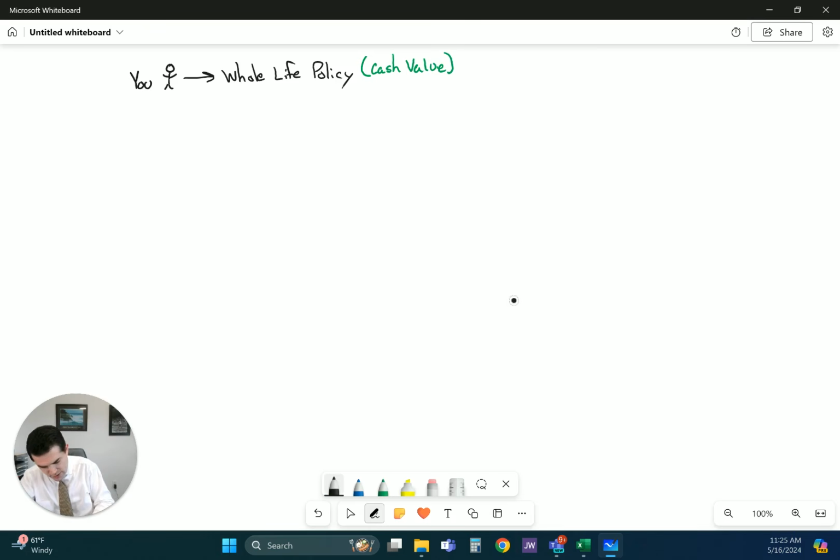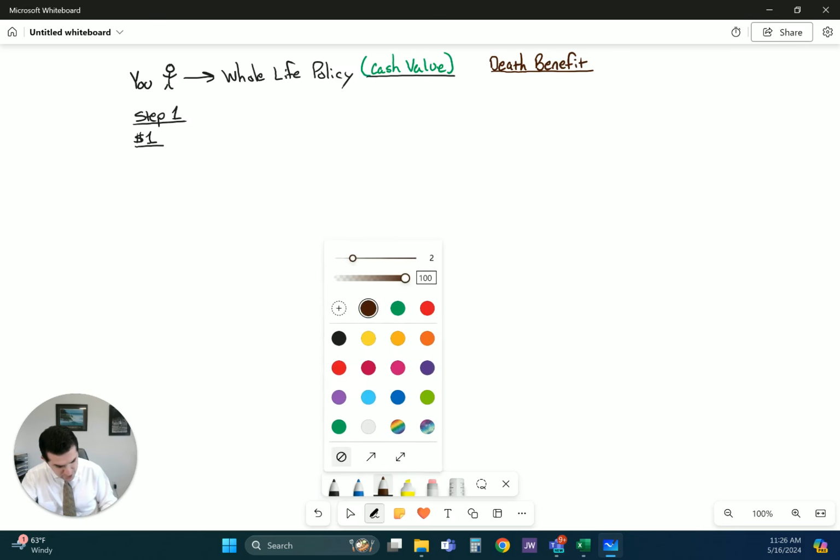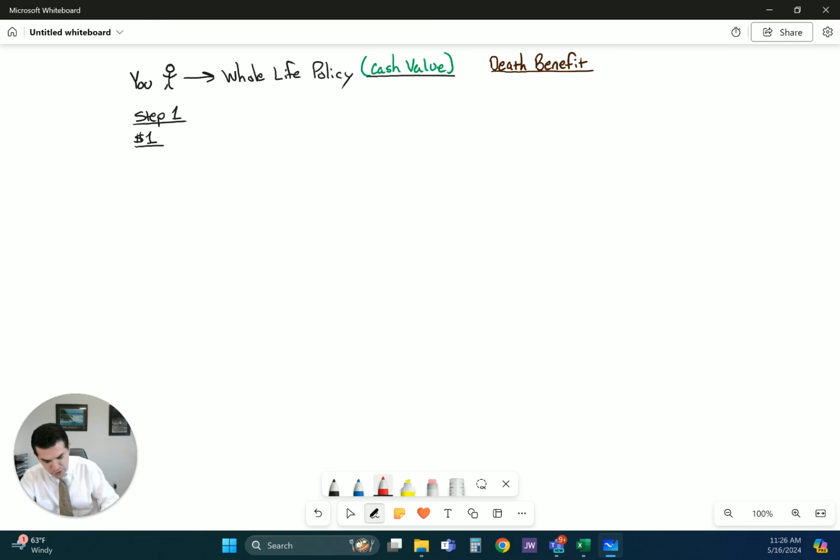So step one is making sure that when you put any amount of money into the policy, the cash value is the priority and not the death benefit. So when you pay money into a policy, let's say you're going to pay $1 into a whole life insurance policy, and you say, I would like cash value, please. Well, when you pay money in, you can choose where that money goes. It can go toward one of two areas.